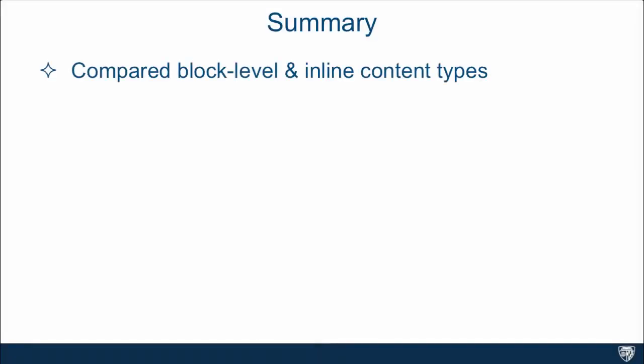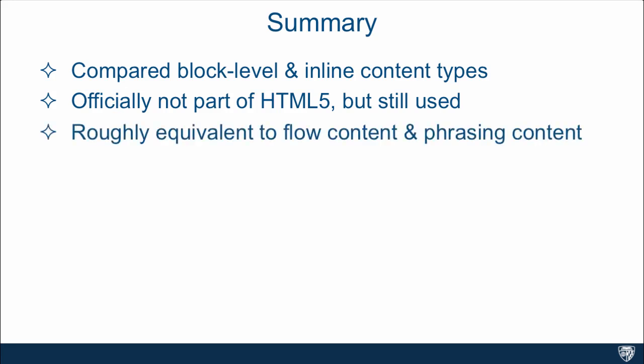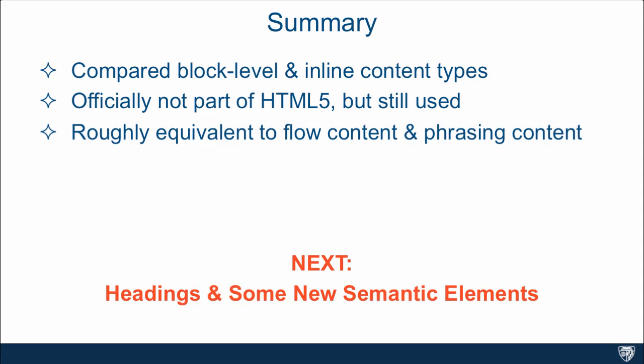So to summarize, we compared block level and inline content types, which we know are not part of the official HTML5 specification, but they're still used quite often in literature and in regular coding. And they're roughly equivalent to flow content and phrasing content, respectively. Next, we're going to talk about headings, and we're going to explore some new HTML5 semantic elements.